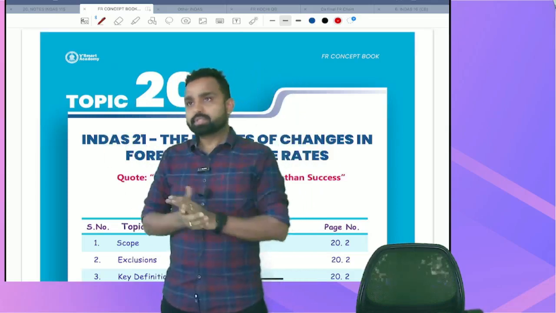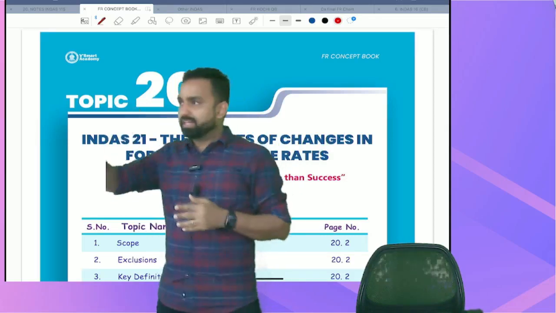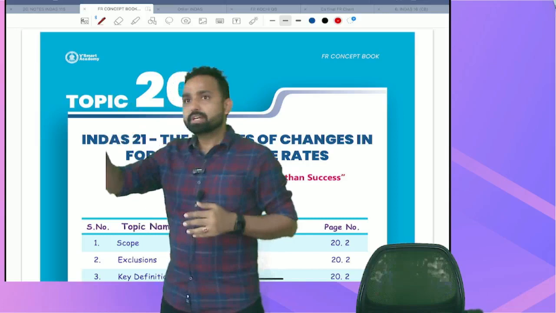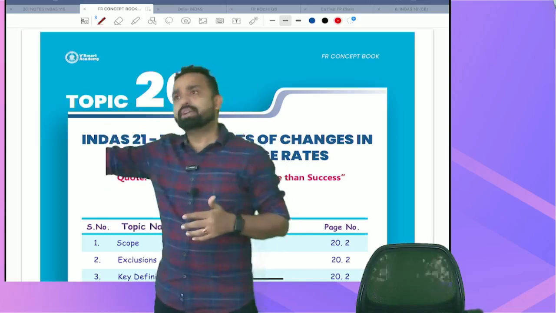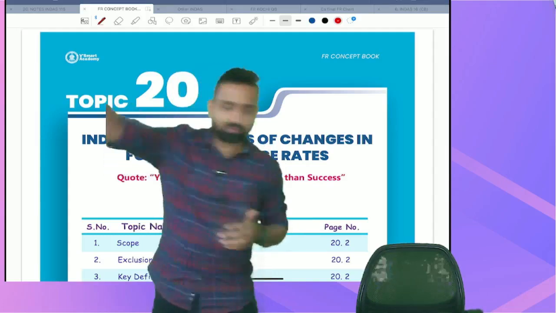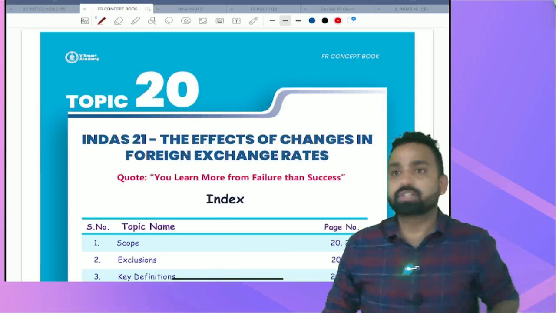So these are the three currencies. Now let's first of all check the definitions, check the indicators, check some cases, and then we'll move on towards the accounting treatment of Ind AS 21. First of all, check the definitions and check the indicators of those currencies, of the functional currency basically.